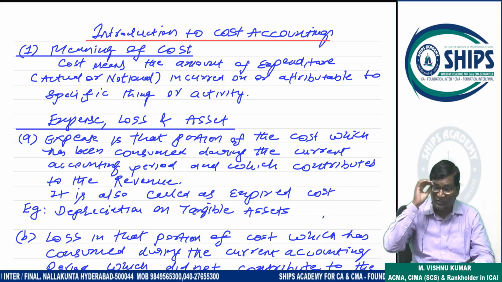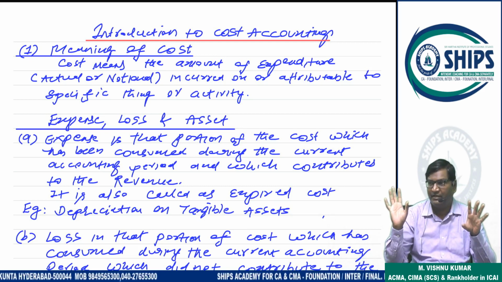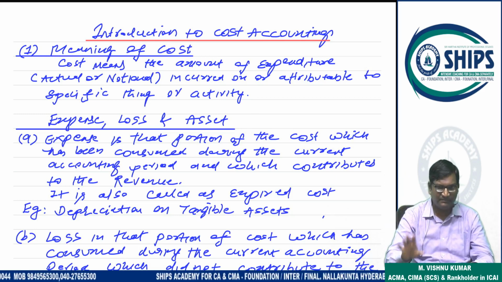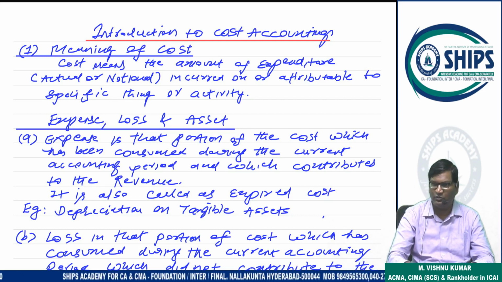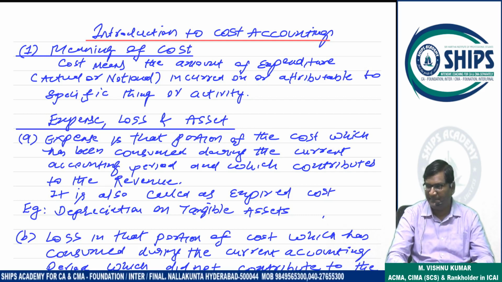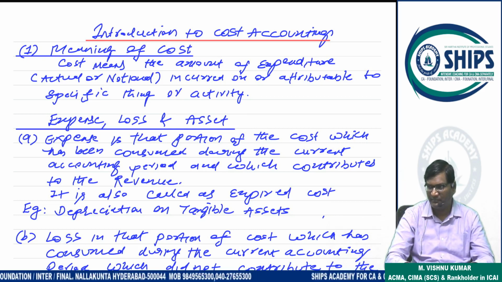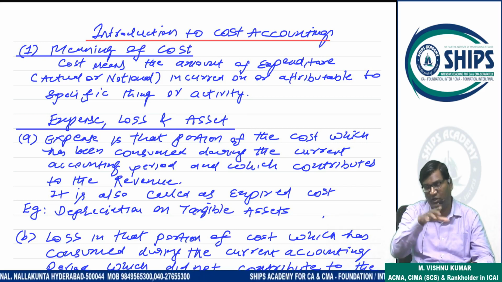Okay, so cost means, normally, if you think from the customer point of view, whatever price you pay, that is a cost. Suppose you are purchasing one mobile phone. So is the purchase of a mobile phone a cost for you or not? Or purchasing one AC. So from the customer point of view, you are paying the price, so from your point of view it is a cost.